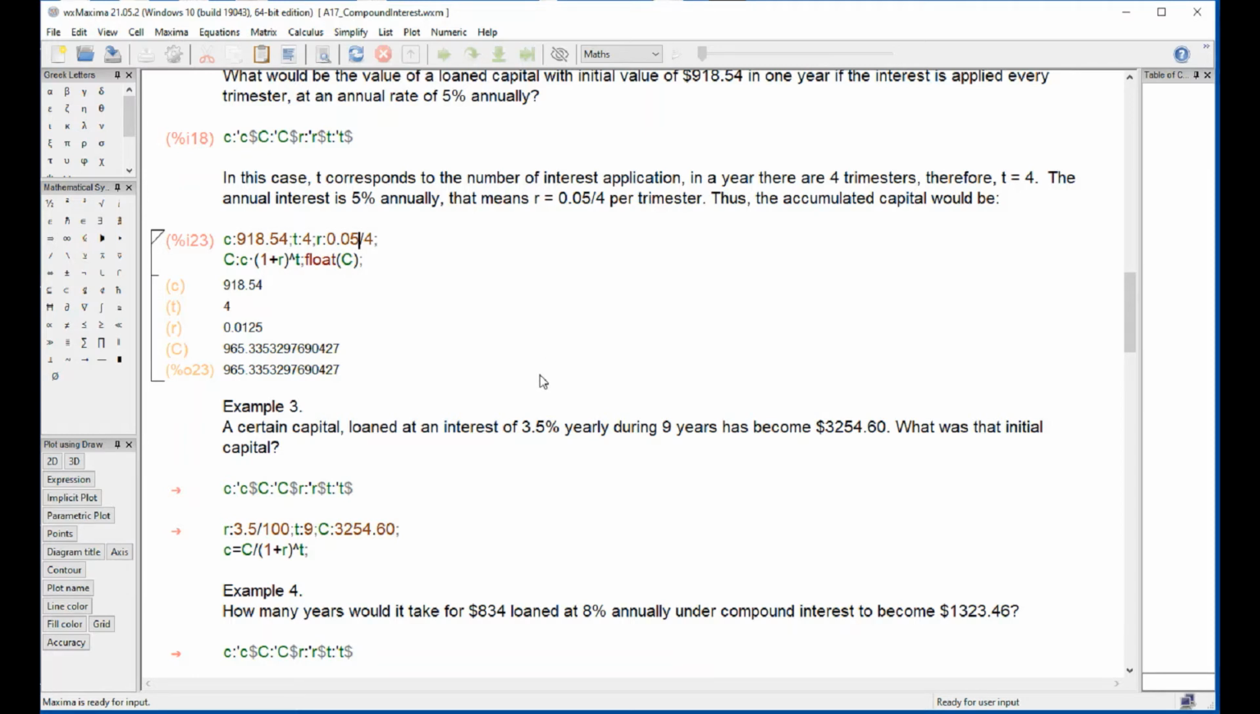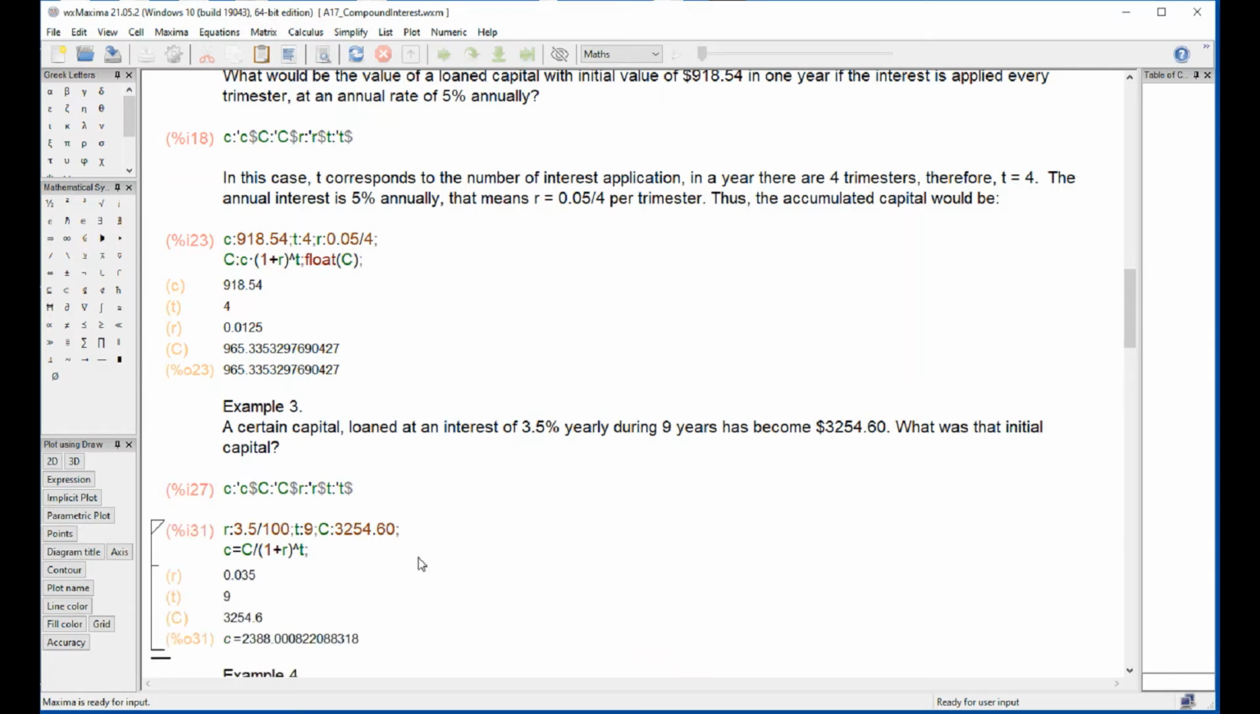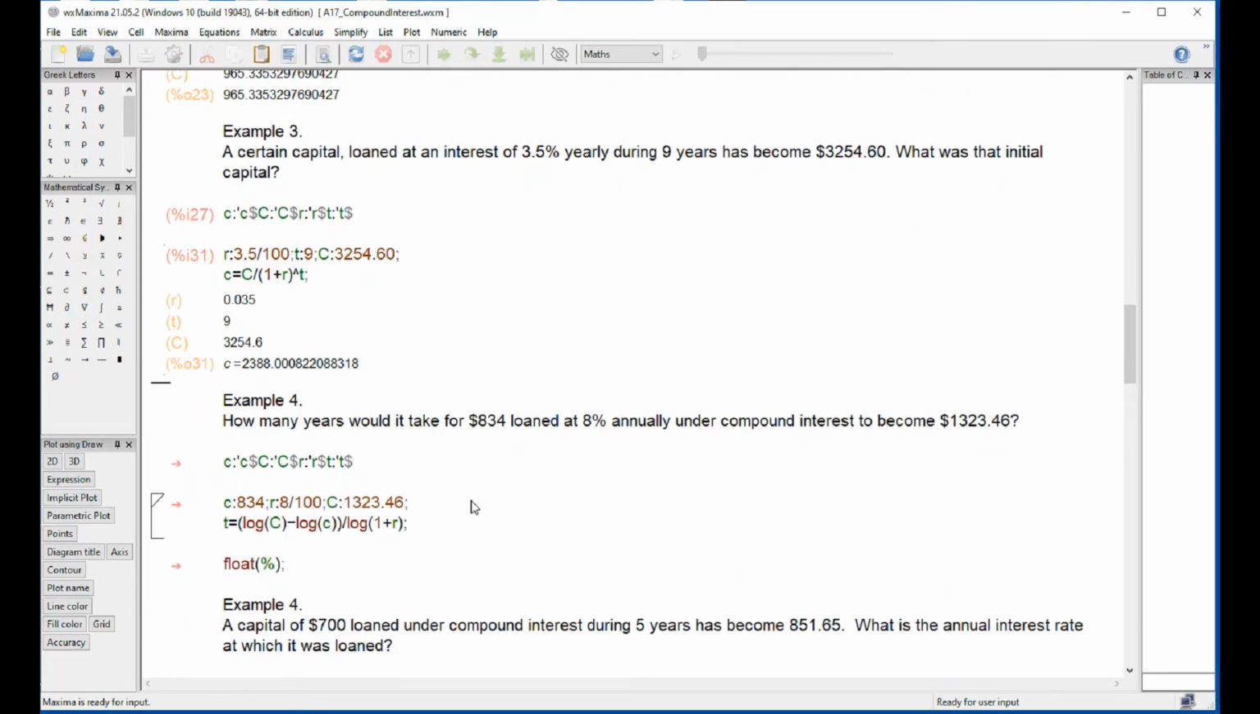And so in a year, if you compound every trimester, $918.54 will be $965.33 at an interest rate of 5%. Example 3. A certain capital loaned at an interest of 3.5% yearly in 9 years has become $2,254. What was the original investment? So you take your R over 100, 9 years, and the final capital. Turns out that you invested $2,388.